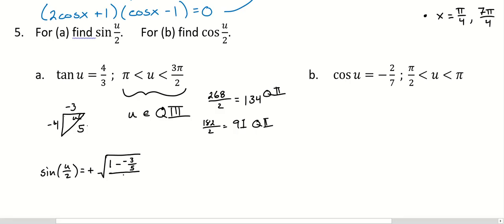Now I'll write it over 2 here. The very next line, I guarantee, instead of dividing by 2, it's going to be multiplying by 1/2 because it's easier and nicer to look at the math. So this changes to 1 plus a positive 3/5. So that's 1, which is 5/5, plus 3/5 gets me to 8/5. So I have the square root of 8 over 5. That's just these two added up with a common denominator. And then over 2 is just multiplying by 1/2.